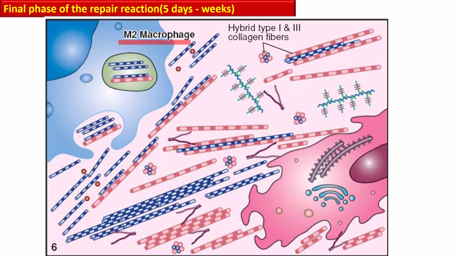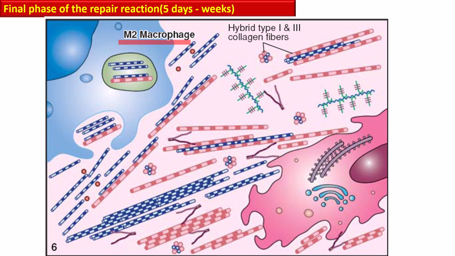And these M2 macrophages, or alternately activated macrophages, are dominantly present in this phase. Their role is to suppress the inflammation, promote tissue remodeling, and stimulate the activity of the fibroblast. Unlike M1 or classical macrophages, M2 macrophages support healing and scar formation rather than fighting the infection.